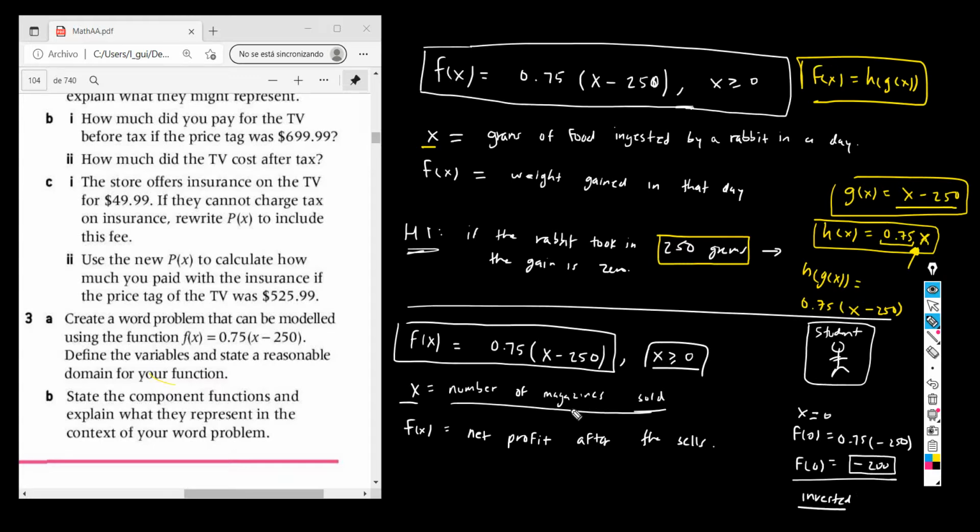He spent, in order to print the magazines, in all of that process of the ink and the paper, and maybe renting the printers, I don't know, he spent $200. So if he sells none of those magazines, he's going to be $200 short than before the project took place.